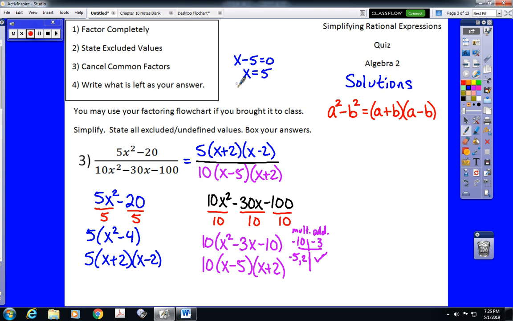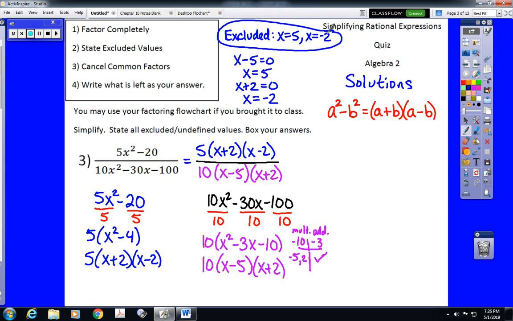And then our other binomial is x plus 2. Set that equal to 0. Subtract 2. Our other value would be x equals negative 2. So we have two excluded values, x equals 5 and x equals negative 2. According to the directions, you have to provide that information. If you don't, you lose a point.